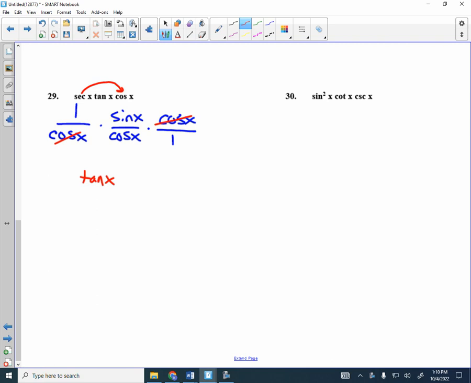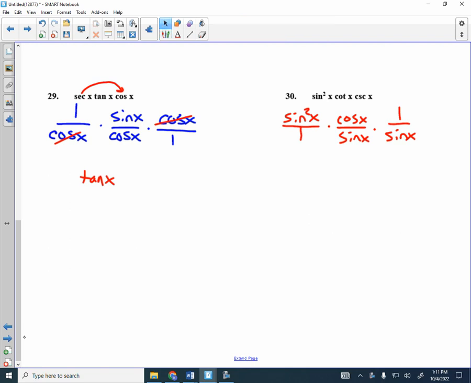You look at the next one, we have sine squared of x over 1 times what? What's cotangent? Cosine of x over sine of x. And what's cosecant? 1 over sine of x. Good. What's going to happen? The sines will cancel all of them, and you'll be left with cosine. Good job. Do you remember a little bit of that?